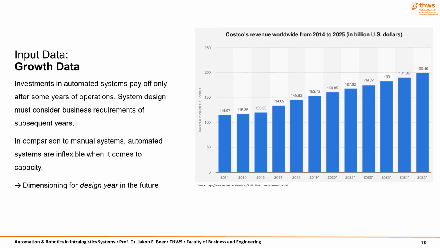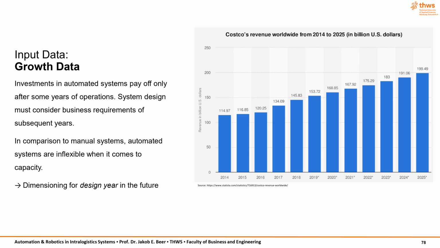It's a bar chart showing Costco's revenue from 2014 to 2025. The revenue almost doubles over that time period. Now imagine if you had designed an automated fulfillment center for Costco in 2014, based solely on that year's volumes. Within just a few years, the system would have been overloaded. Processes would slow down, throughput would drop, and the return on investment would suffer. Admittedly, the Costco example isn't great because Costco has many warehouses. And revenue growth is not the same as growth in material flow. But I think you get the point.